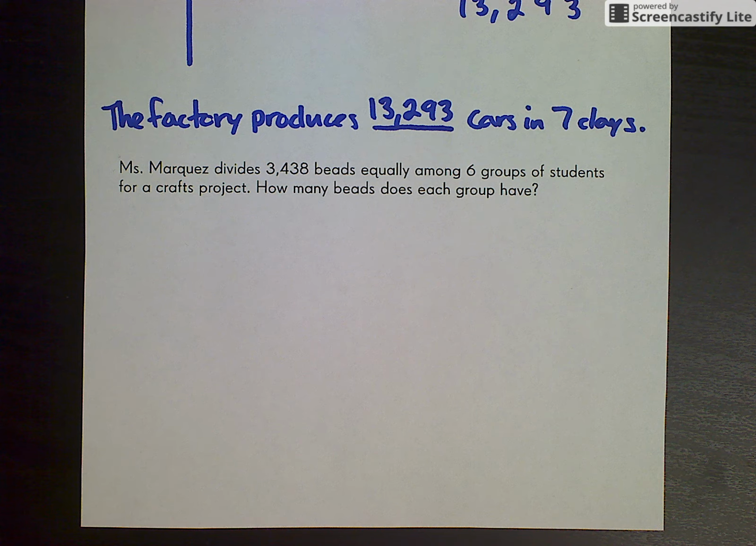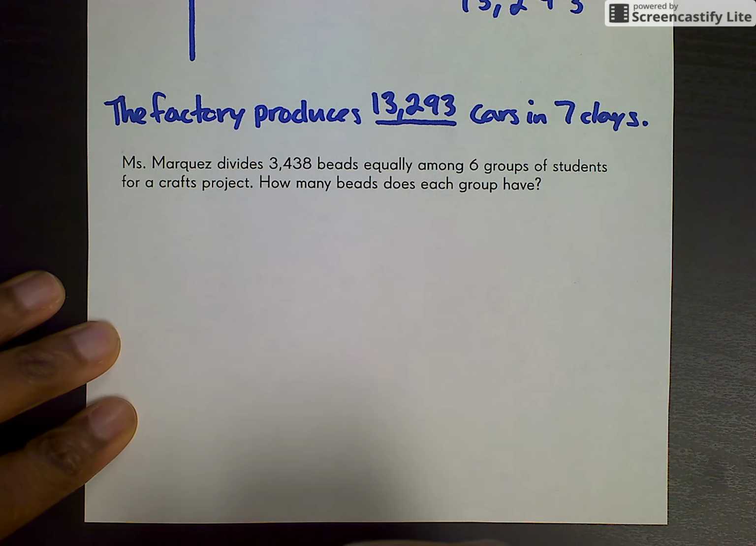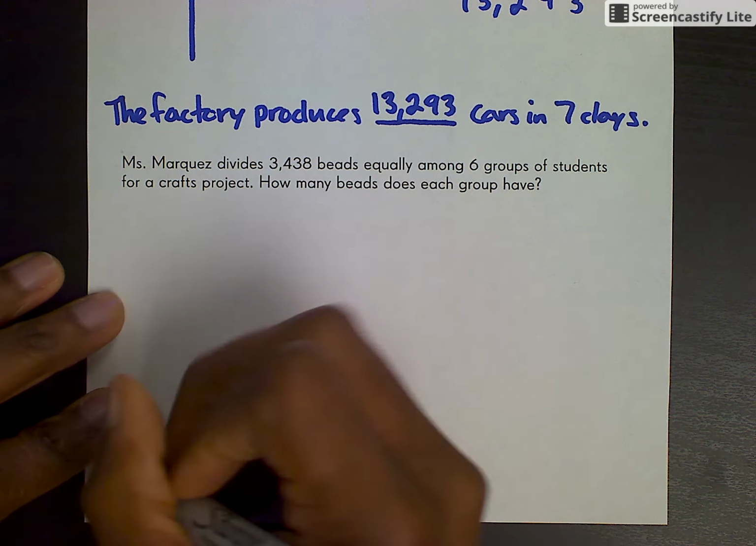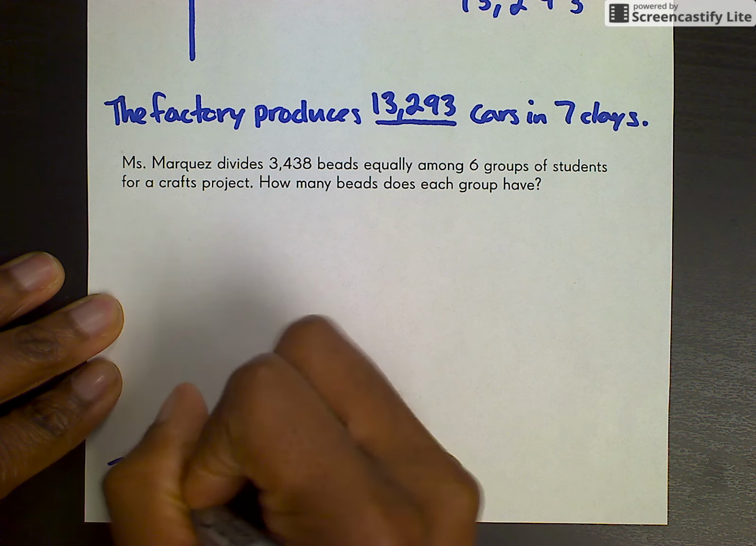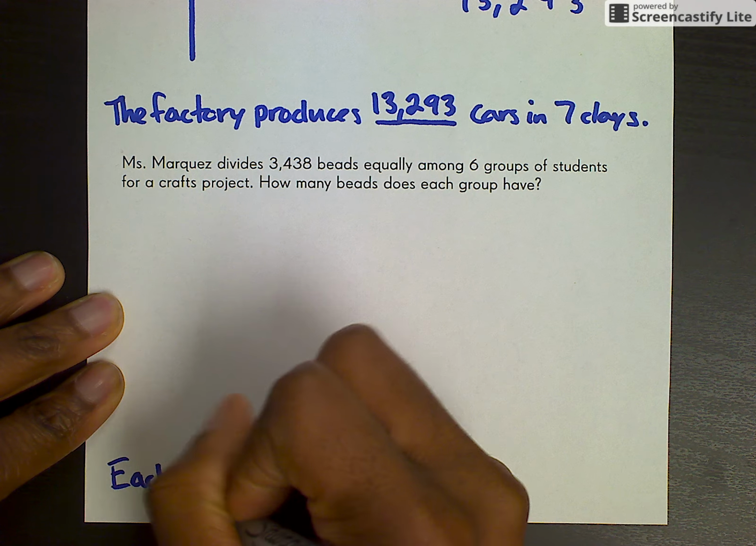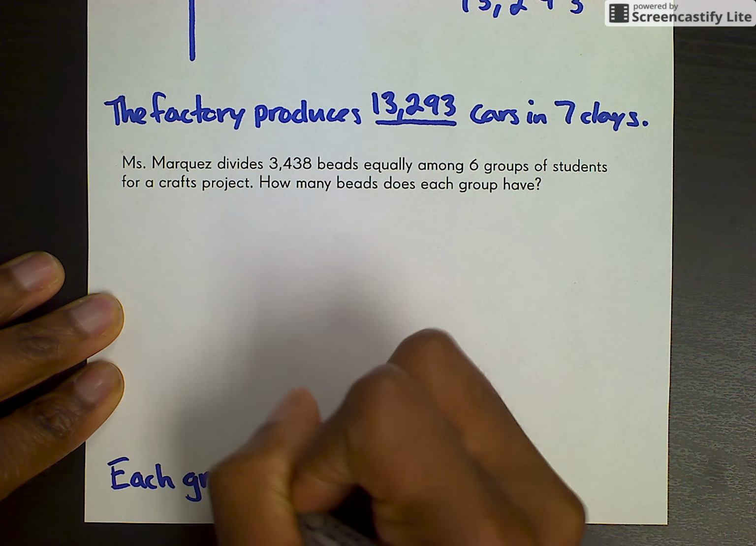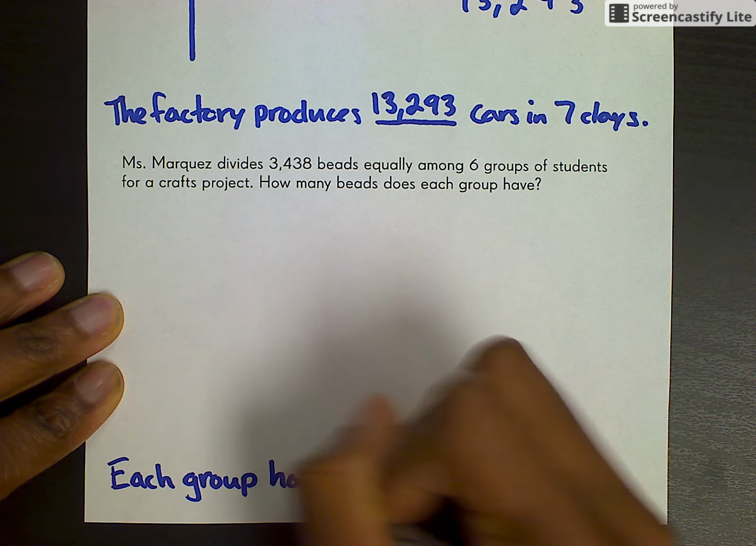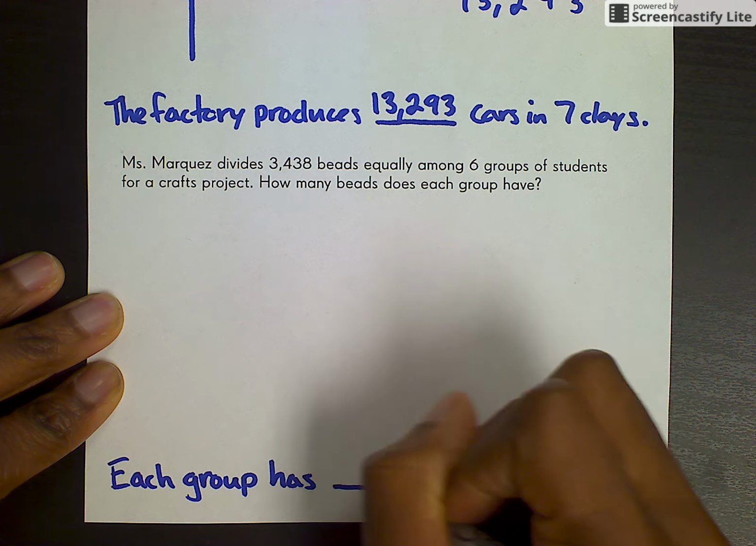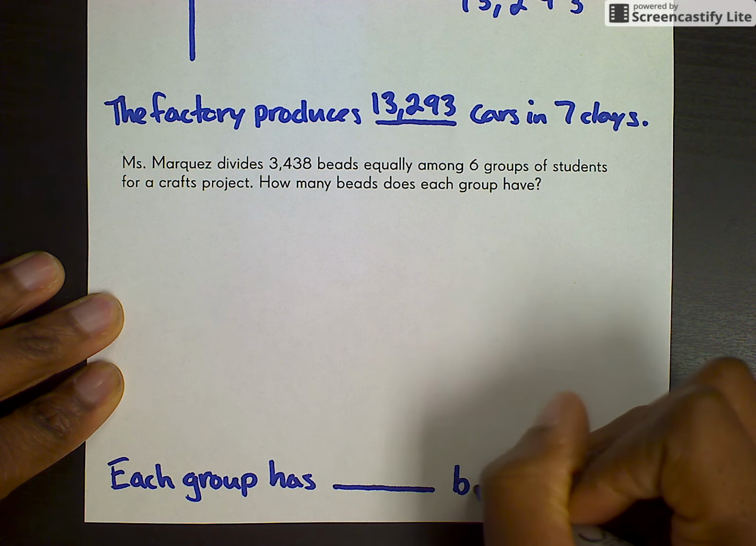So, using my 6-step framework, immediately I'm going to rewrite the question as a statement. And I'm going to come down here and simply write: each group has blank beads.